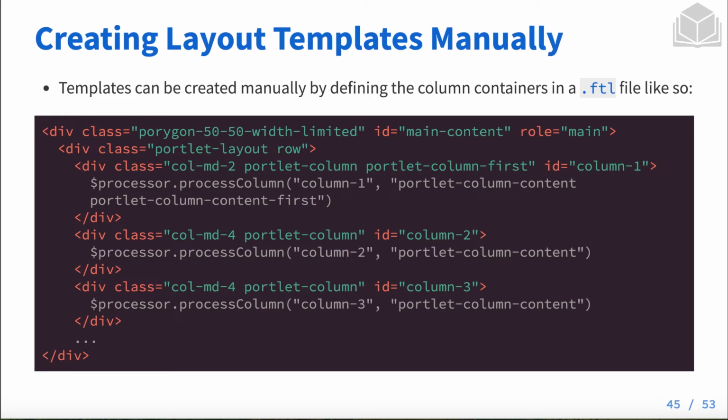Within those columns we are also using processor.processColumn, and we're processing the ID for that column as well as the classes that we've placed in that div structure. It breaks down pretty easily and is pretty easy to read, but the easiest way to do this is obviously going to be using the npm theme generator.